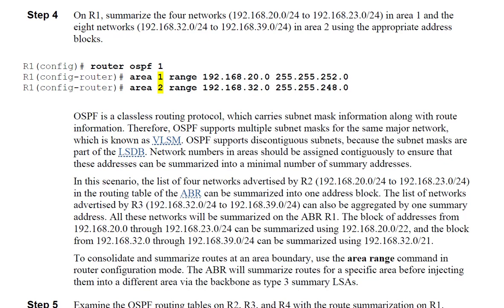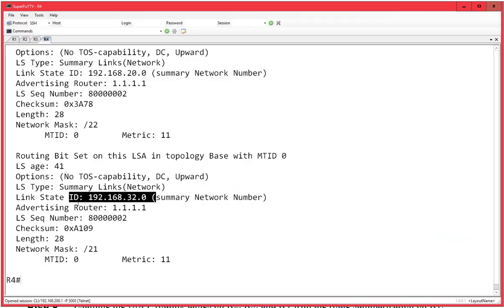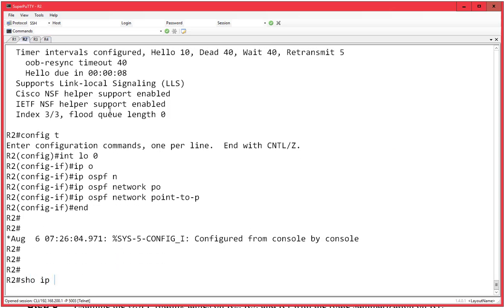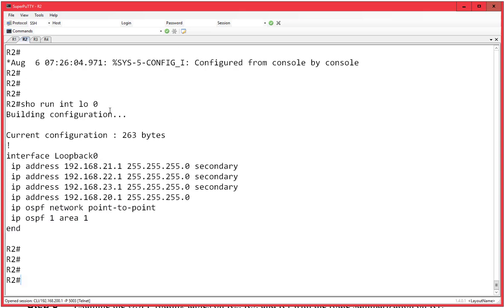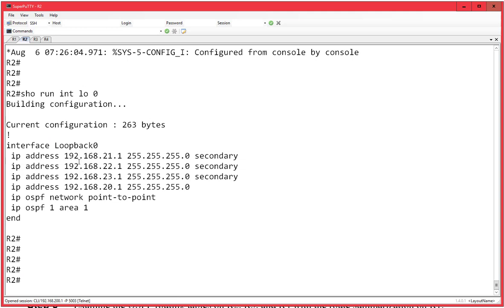Unfortunately, in our particular case, we're a little bit limited in how we can manipulate the cost. We could do a route map and apply a cost or put some sort of manipulation on the route itself. I'm going to do something a little bit different here. It's not in the book, but what the heck, we'll play around a little bit. So let's just do a show run interface loopback 0. So I've got these different secondaries here. I'll take the 23 off of here, and I'll just create a separate loopback with the 23, and I'll enable OSPF on that.